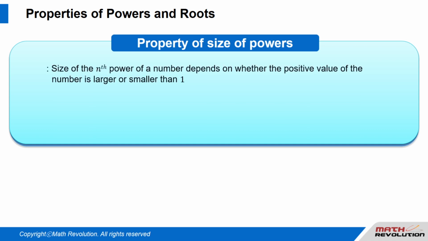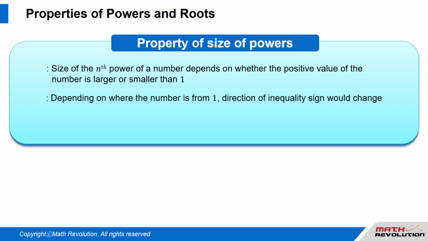The size of the nth power of a number depends on whether the positive value of the number is larger or smaller than 1. Depending on where the number is from 1, the direction of the inequality sign would change. This concept frequently appears on the GMAT.